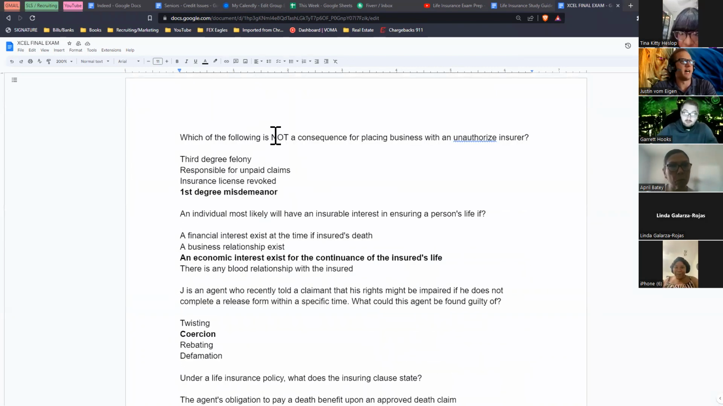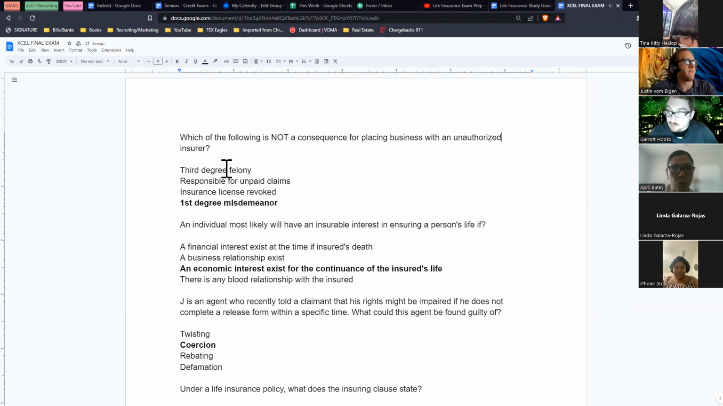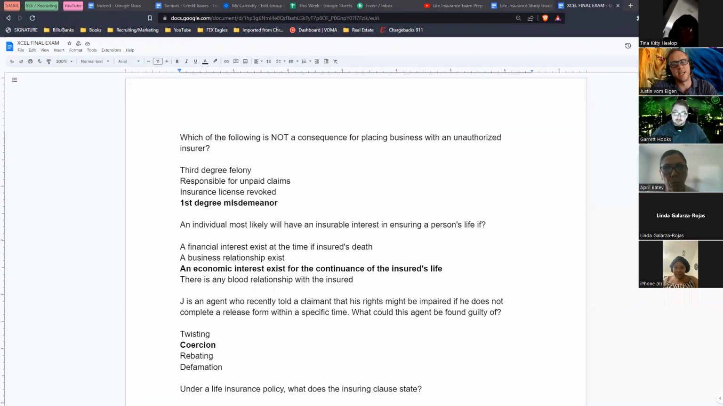Which of the following is not a consequence for placing business with an unauthorized insurer? Third-degree felony, responsible for unpaid claims, insurance license revoked, first-degree misdemeanor. I don't know why they care so much about that. It's like you'll never even have a chance to sell an unauthorized insurance company, but which is not a consequence for placing business with an unauthorized insurer.